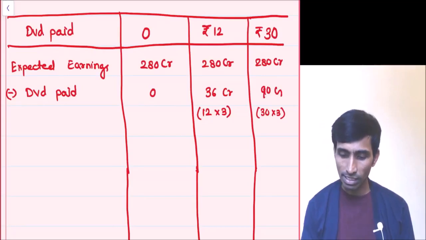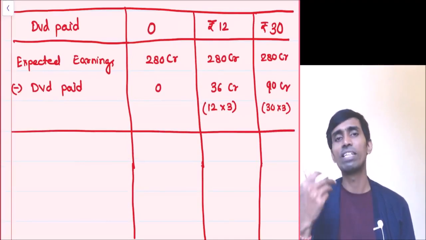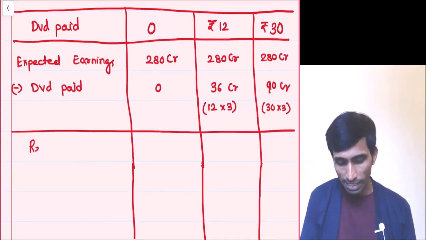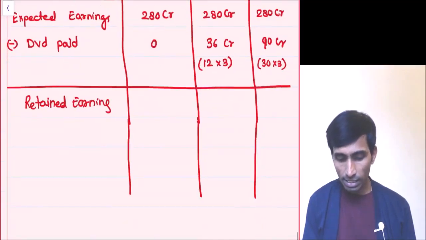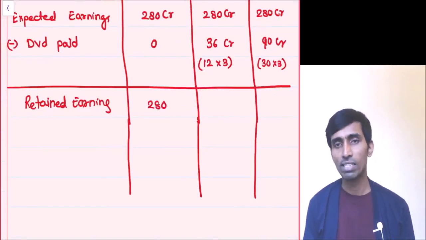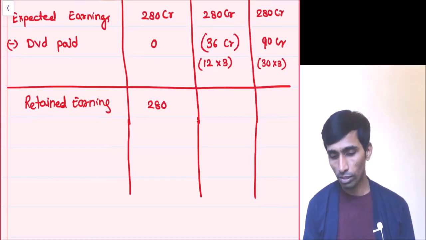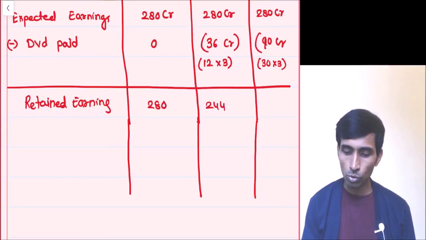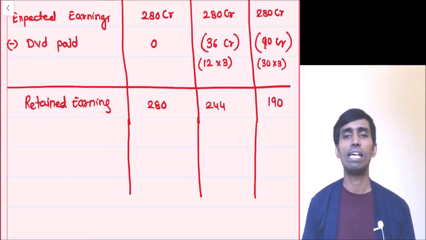So tell me one thing, out of 280, this much dividend is gone. So can I say my retained earning is, here it is 280 crores, here it is 280 minus 36, how much is it? 244 crores. And here 280 minus 90 becomes 190 crore. So this many crores I have. Fine.